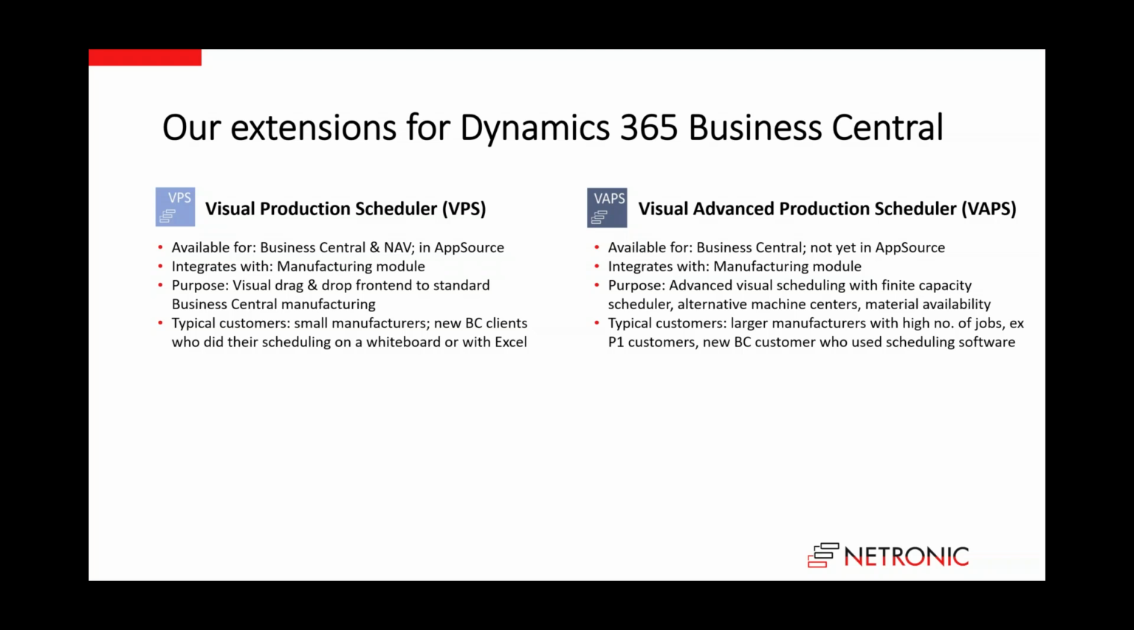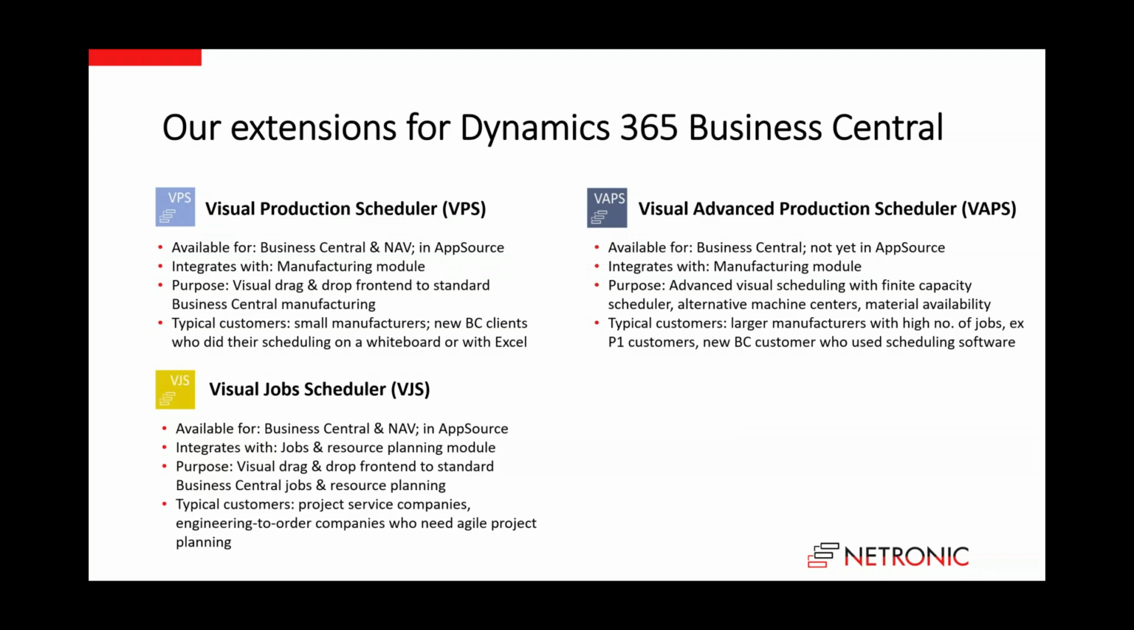It might be that you have Planner One customers who, when they want to update from NAV to Business Central, find that Planner One is no longer available for Business Central, so the VAPS could be an alternative for them. Or if you win customers from SysPro or ShopTech or any other system where they used to work with some scheduling software before, then they typically will require more capabilities than you have in standard Business Central, and then the VAPS is the right product for them.